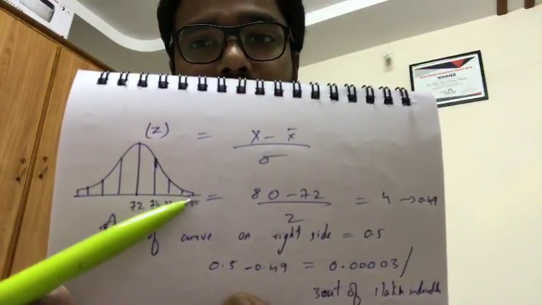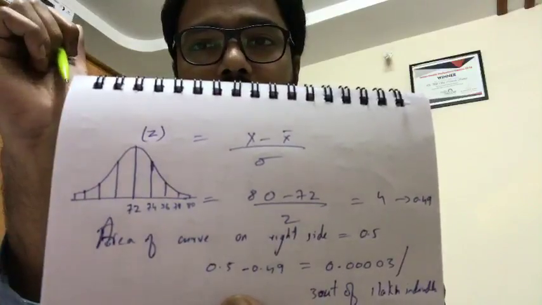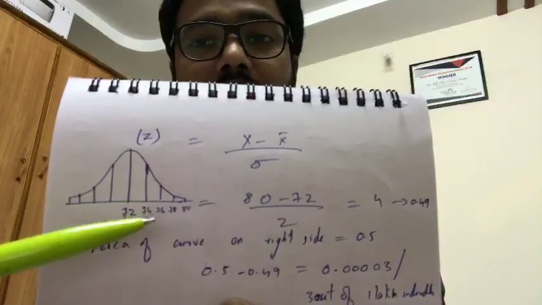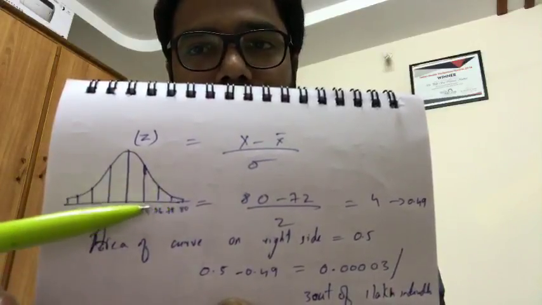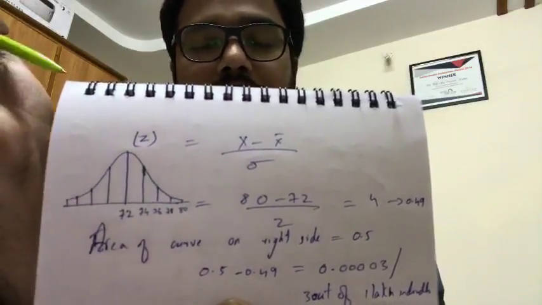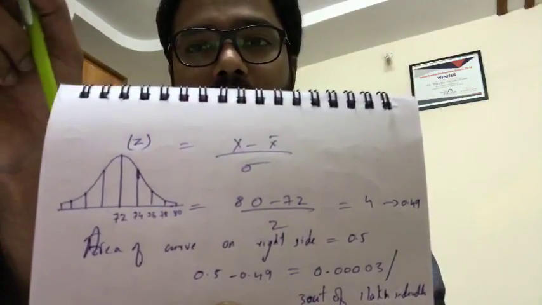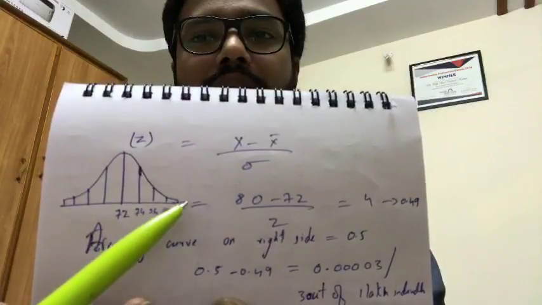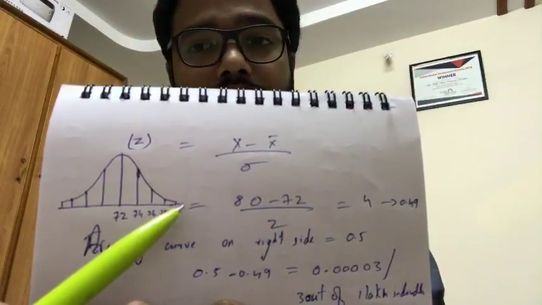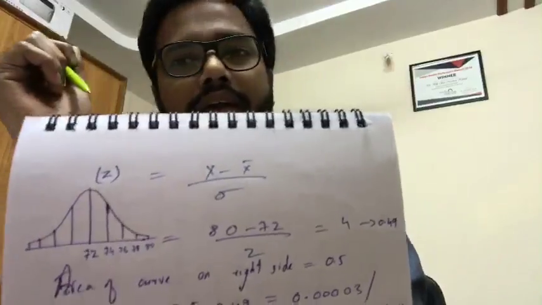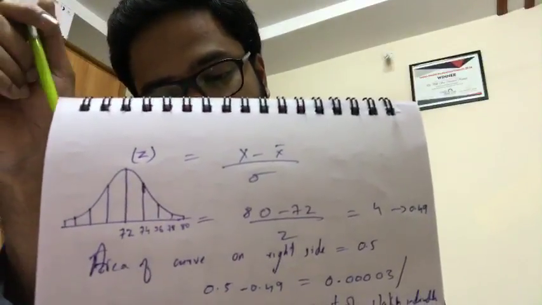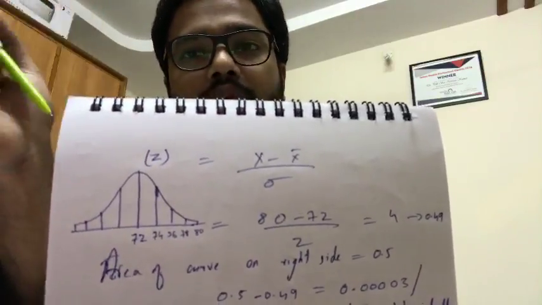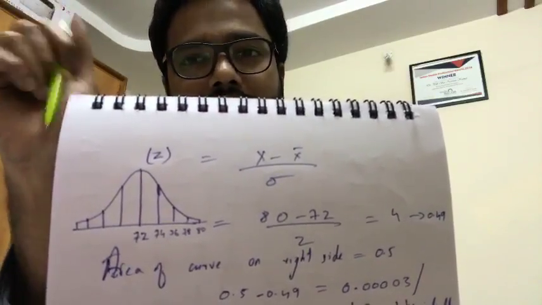Since the Z-score is 4, which corresponds to 0.49, when you subtract this 0.49 from the entire half area, that is 0.5, you are going to get 0.00003. So this area is nothing but 0.00003, or 3 in 1 lakh individuals. So the probability of finding a male with a pulse of more than 80 is 3 in 1 lakh.